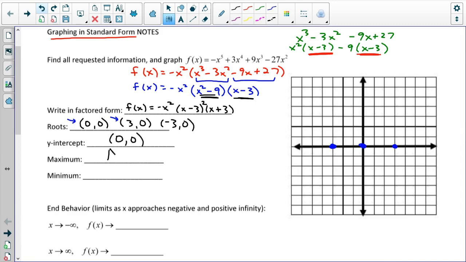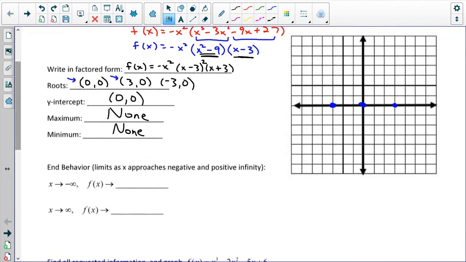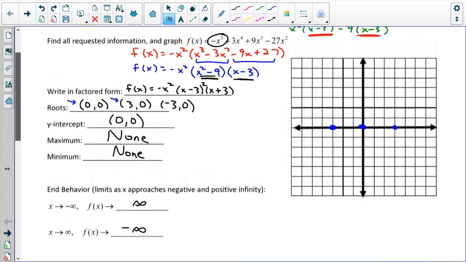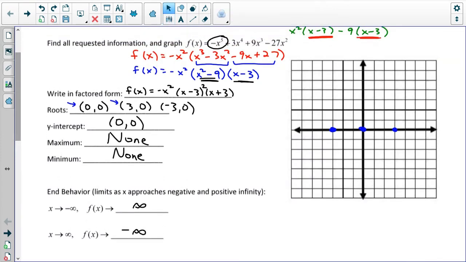I don't have a maximum or a minimum globally on this function because the degree is 5. So that means it's going to go in opposite directions. And then since I know it's a negative x to the fifth, that means that as x approaches negative infinity, f of x approaches infinity, and vice versa. As x approaches positive infinity, the y values will approach negative infinity. So it should look something like this as I end.